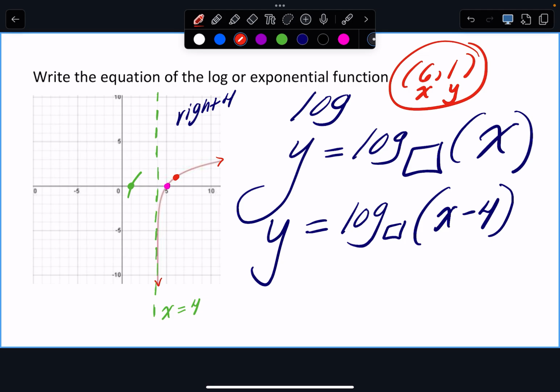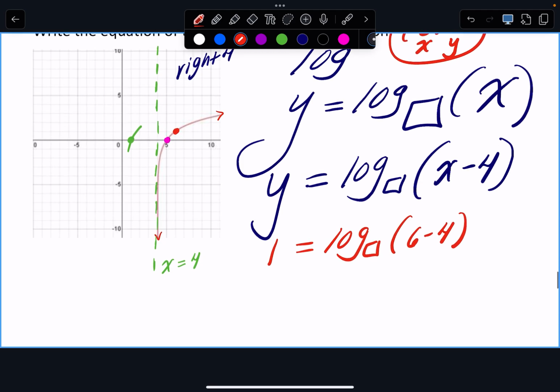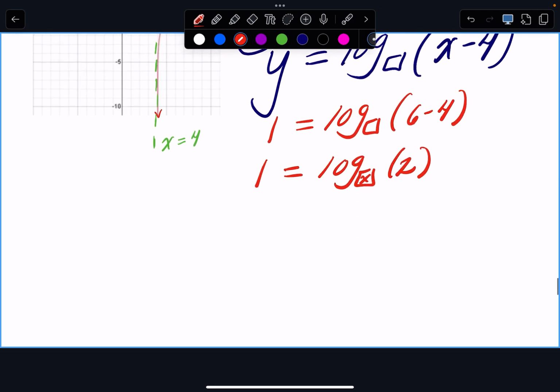So let's go plug it in. Y is 1. We have log base, we don't know, of x, which is 6 minus 4. So 1 equals log base something of 2. True? Yeah. Now from here, wouldn't you agree calculating a log is confusing? Yeah. So let's not. Can't we just put an x there? Because we don't know what it is. Oh, it's good. So now solve for x.